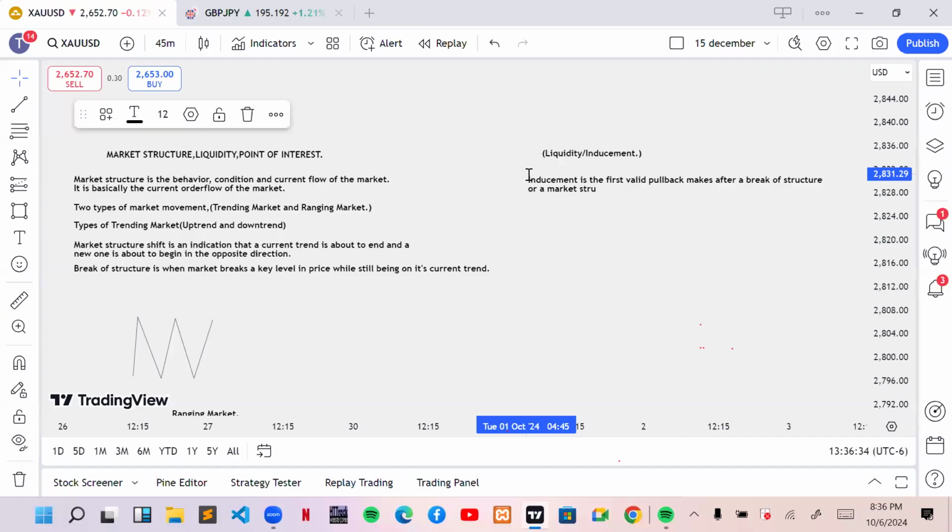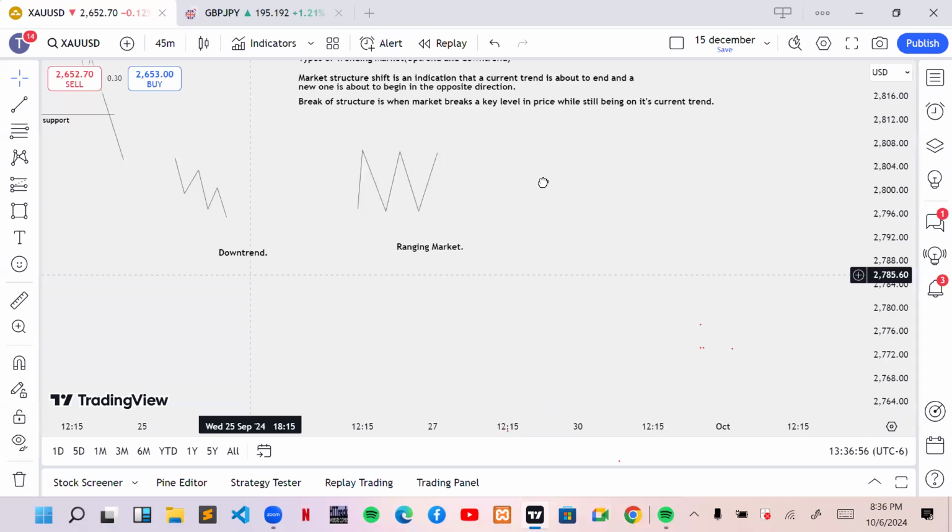That is what my inducement is. The first valid pullback market makes. Inducement is the first valid pullback market makes after a break of structure or a market structure shift. So let me give you a visual example. So let me use the market structure shift first.